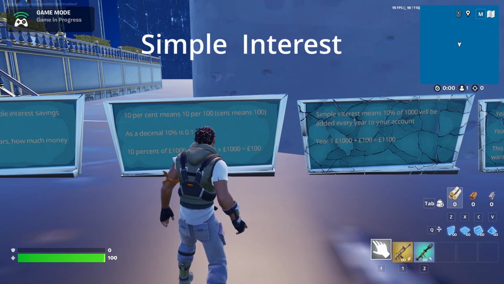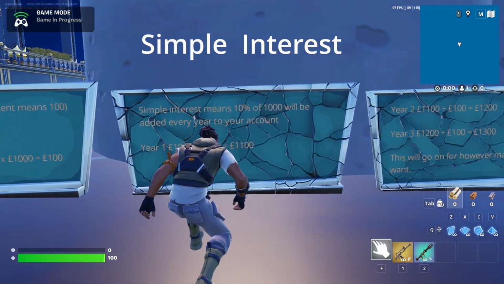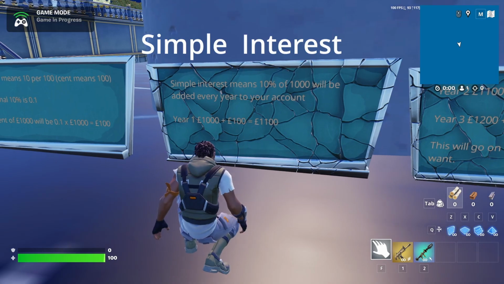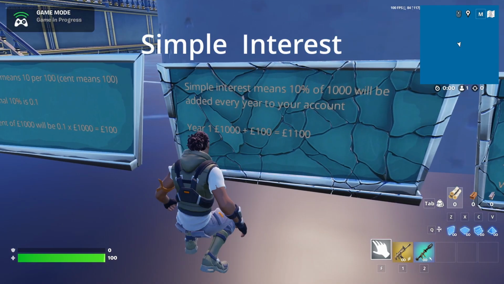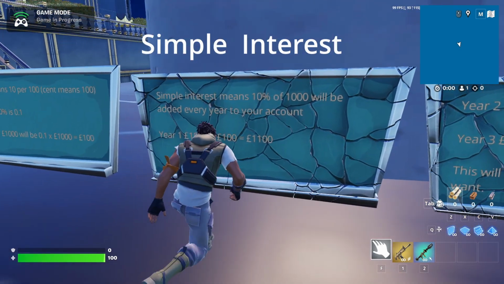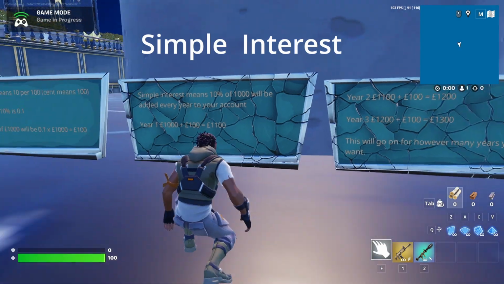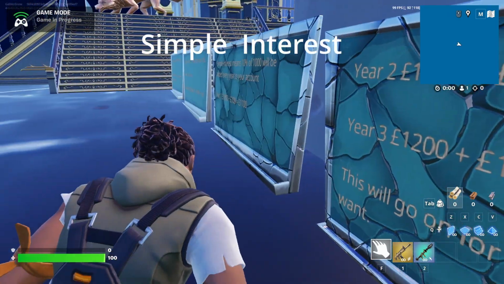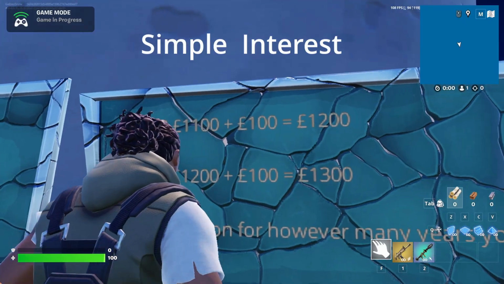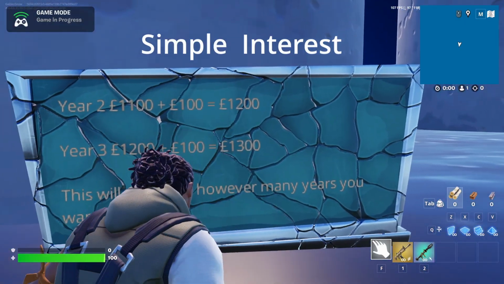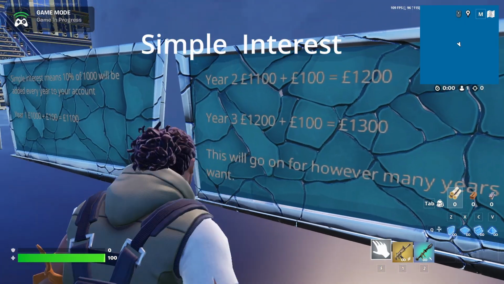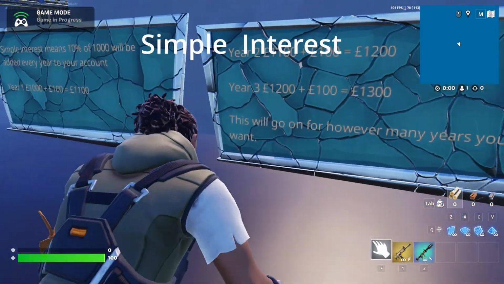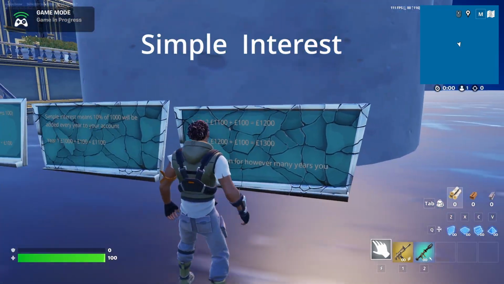What simple interest does is basically we just add that 10%, which is £100, to our money every single year. So in year 1, we're going to have £1,000 in the bank, and we're going to add 100 to it, which is going to give us £1,100. In year 2, we're going to have the £1,100 from year 1, and then we're going to add £100 to that, so that's going to be £1,200. In year 3, we're going to have £1,300 because we do the same thing, right? And this will basically just go on for however many years you want.